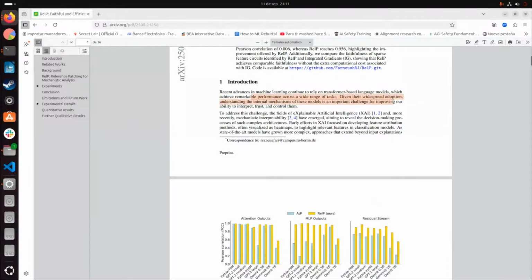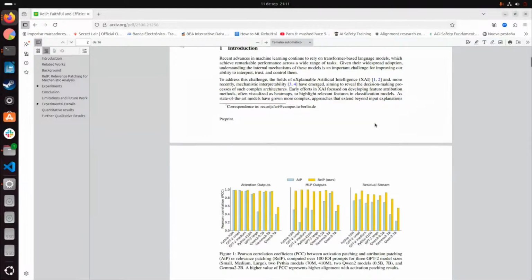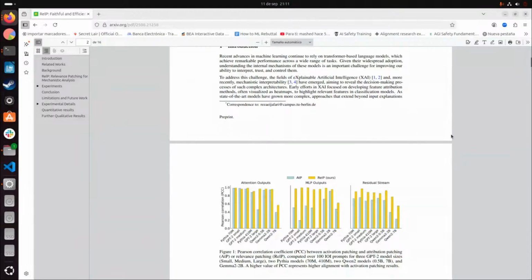So yeah, this is the typical introduction where they say that mechanistic interpretability is very nice and useful and whatever.